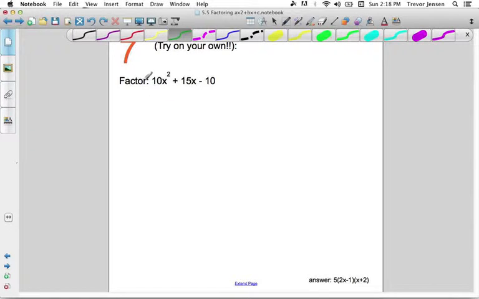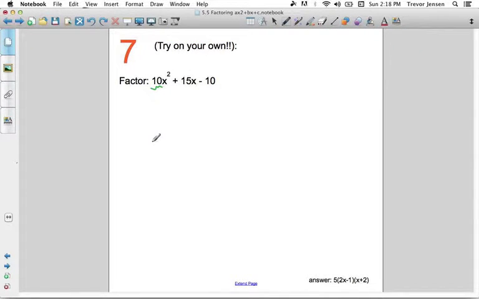In order to do that, I need to look at the a value and see, is it 1 or is it not 1? Can it be factored out or can't it be? That's going to determine which method I'm going to use to factor this. So I have my a value is 10. So I'm going to have to factor this by grouping unless I can factor out that 10.